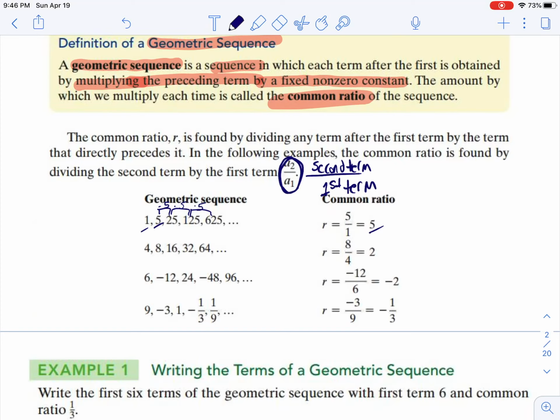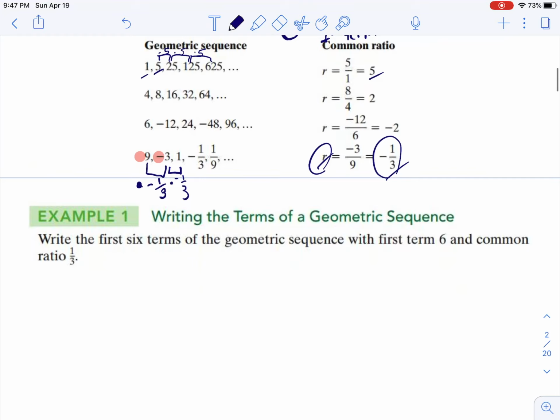If you look at this last one, instead of multiplying by a whole number, we're multiplying by a fraction, or dividing. And what you should notice here is the sign is changing. So when we're multiplying by a fraction here, it's going to be a negative. How do we get from 9 to 3? We're dividing by 3, so it's the same as multiplying by negative 1/3. And 1/3 of 3 is 1, so we're multiplying by negative 1/3 once again, and so on. So sometimes you're going to have a common ratio that's a fraction, where it could be negative, or where it could be a whole number.